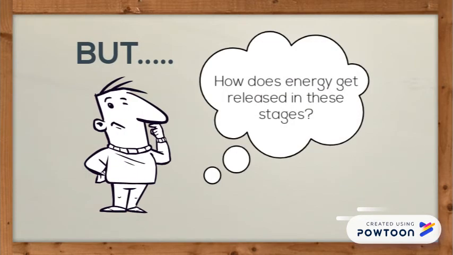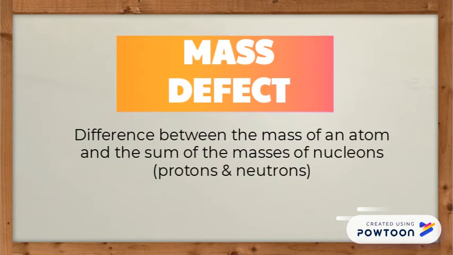But you must be wondering, how does energy get released in these stages? This is due to mass defect, which is the difference between the mass of an atom and the sum of the masses of nucleons, which are protons and neutrons. Let's give it an example.